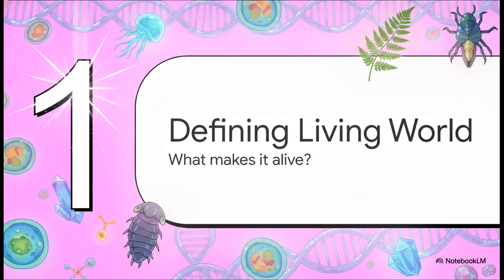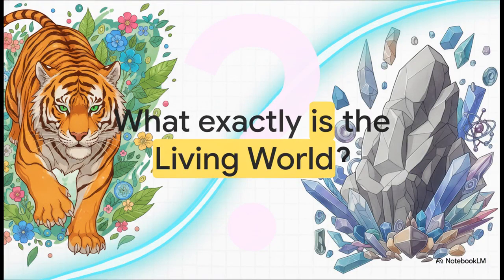Let's get right into it. Before we can start categorizing life, we gotta know what we're actually looking at, right? Like, what exactly is the living world? I mean, we all intuitively know that a tiger is alive and, say, a rock is not. But when you get down to the scientific nitty-gritty, drawing a hard line between the living and the non-living, well, it requires a pretty strict, almost philosophical set of rules.